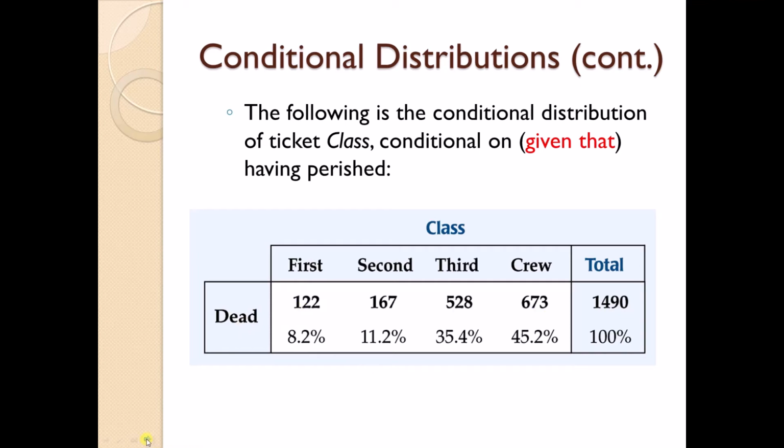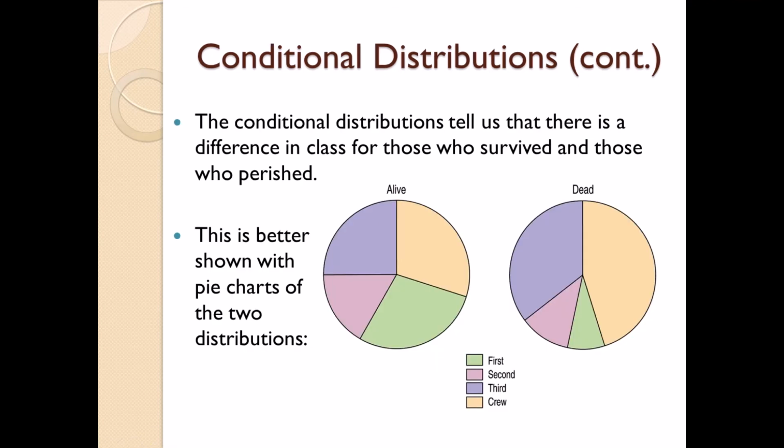Conditional distributions. So there's a lot of things we can talk about in contingency tables. Conditional distributions tell us that there is a difference in class for those who survived and those who perished. Look at it here. This is for the crew. These are those that lived. These are those that died. If you're in the crew, that's not good news. For your third class passengers, these are the ones that lived. These are the ones that died. That's not good news either.